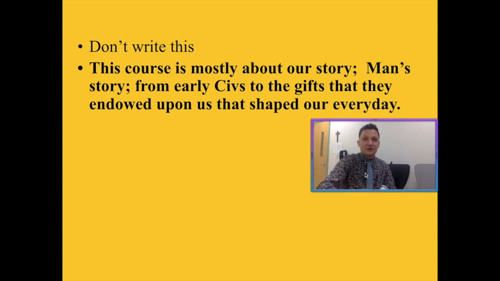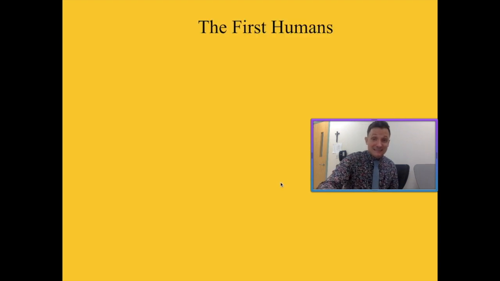And don't write this down, but this course is mostly our story, man's story, Homo sapiens sapiens' story, from early civilizations to the gifts that they have now endowed upon us today, right? That we use all the time. We're going to be talking a lot like, the Greeks were a culture, how have they affected us? The Romans were a culture, how have they affected us? Absolutists in Europe during the 1600s, how have they affected us? What did they push out of our governments? Why do we exist the way that we do now, right? That is the big thing about this class, okay?